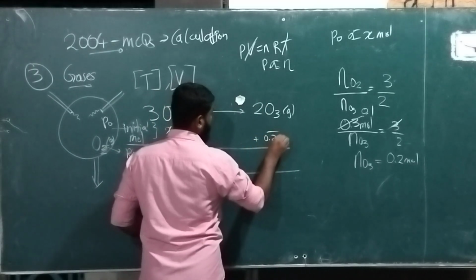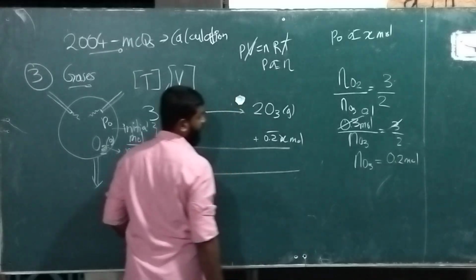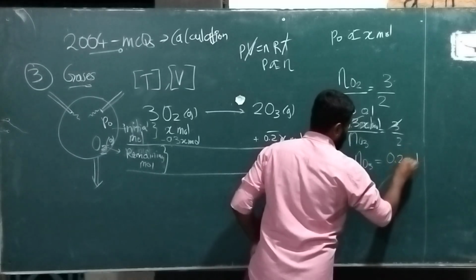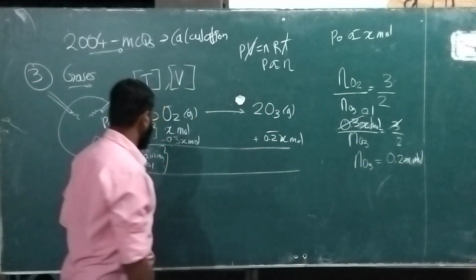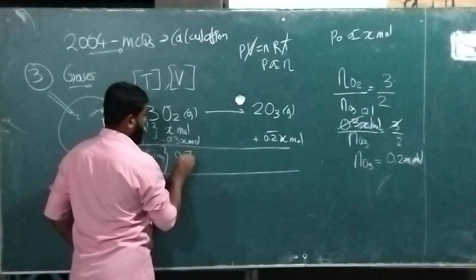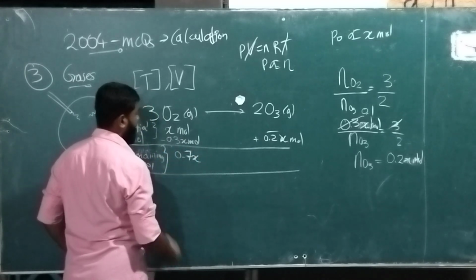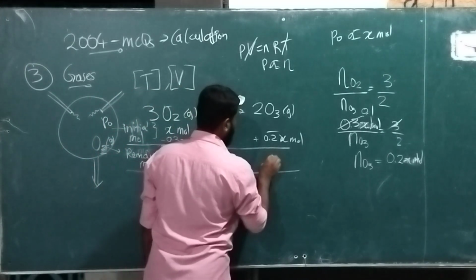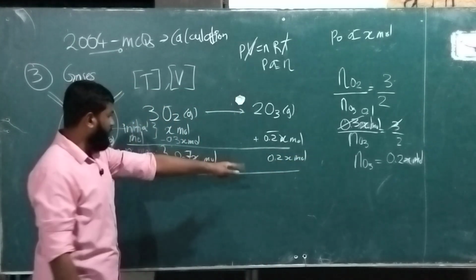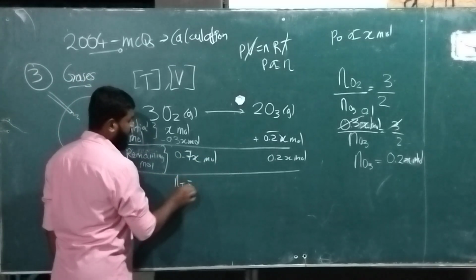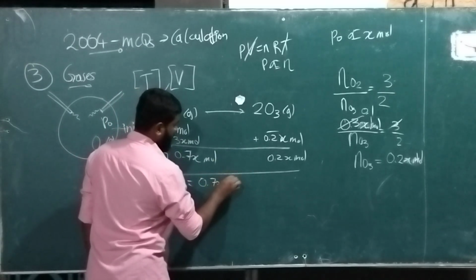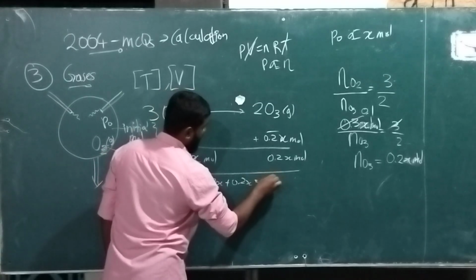So you have 0.2x moles here, right? You have x here and you also have x here. So what will happen? You will get 0.7x here, and you will get 0.2x moles. So the total number of moles is going to be Nt, which is equal to 0.7x plus 0.2x, so around 0.9x.